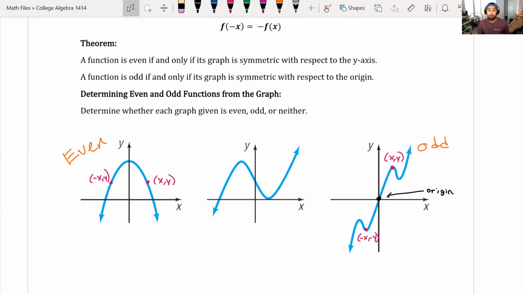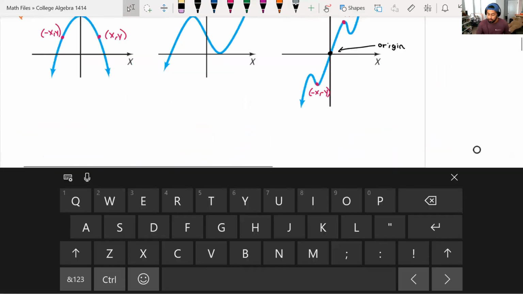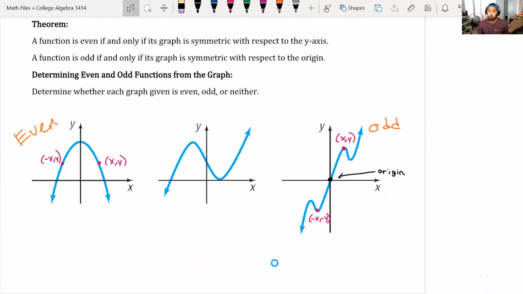And then if you are neither symmetric with the y-axis and not symmetric with the origin, then you are considered neither. All right. Neither. Okay. So that's even and odd functions. Let's go ahead and finish the next page.